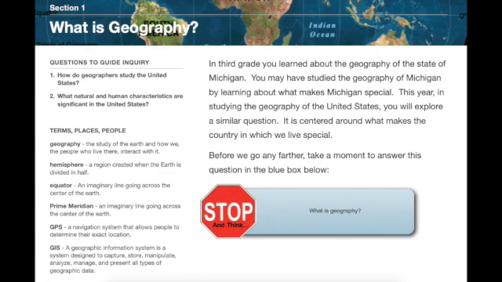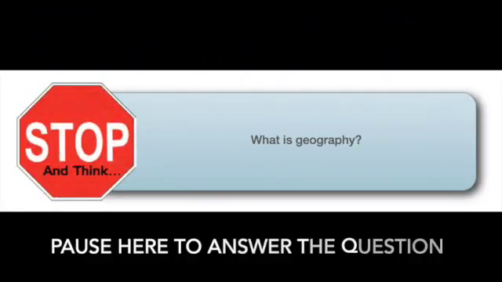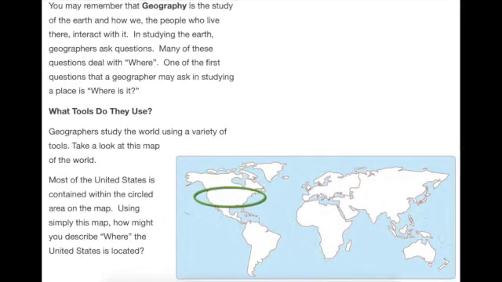What is geography? You may remember that geography is the study of the earth and how we, the people who live there, interact with it. In studying the earth, geographers ask questions. Many of these questions deal with where. One of the first questions that a geographer may ask in studying a place is, where is it?